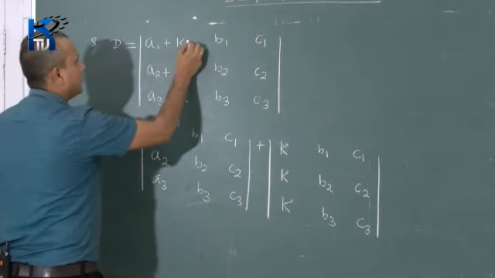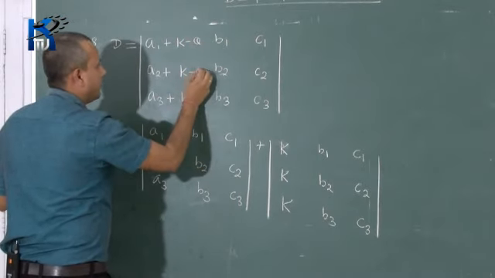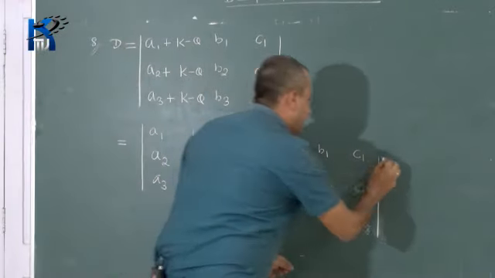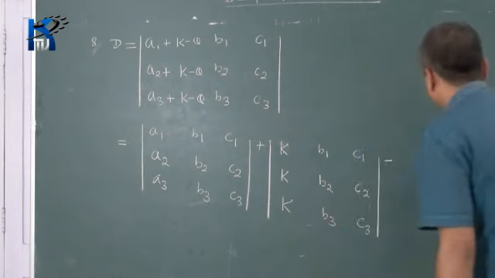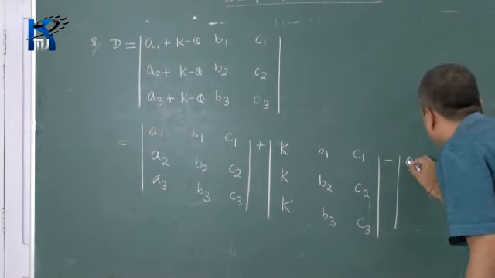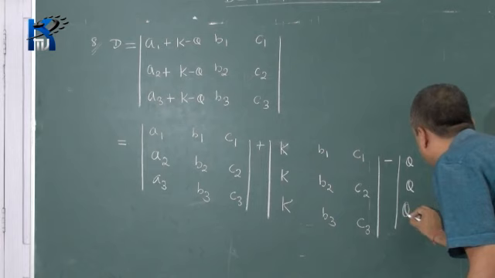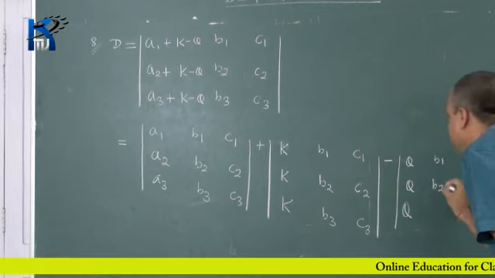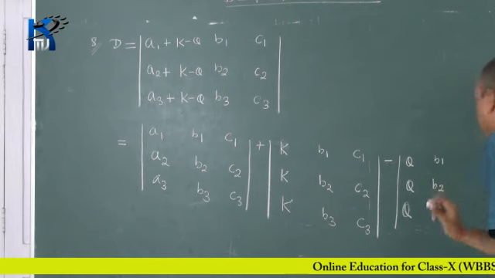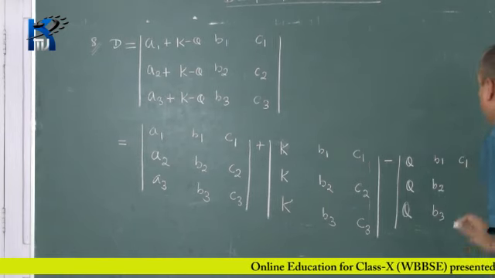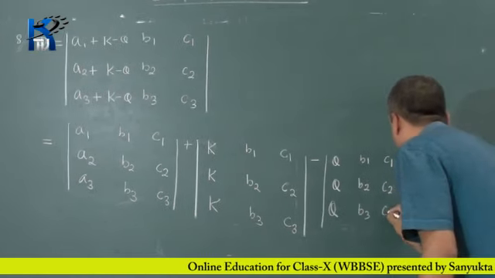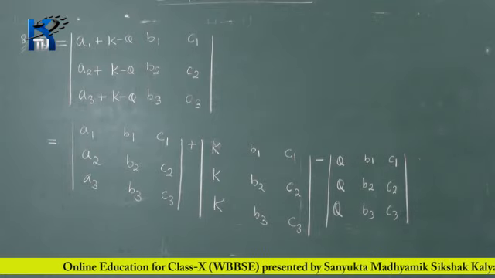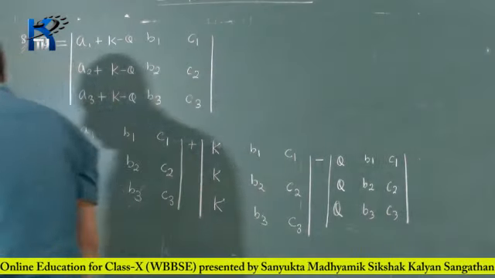Let us suppose over here it is minus Q, and minus Q. Then again I can write, the sign of Q is minus: Q, Q, Q, then B1, B2, B3, C1, C2, C3. This way we can split the determinant. Now the theory is over.